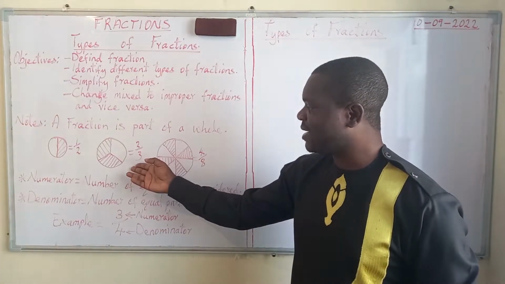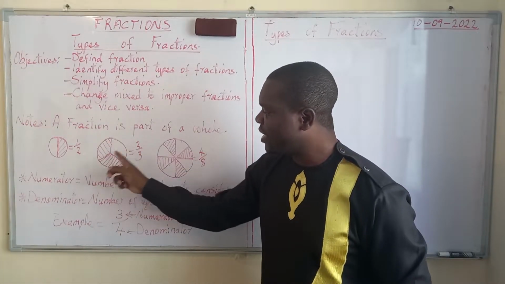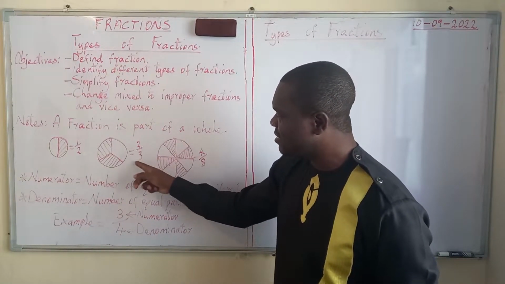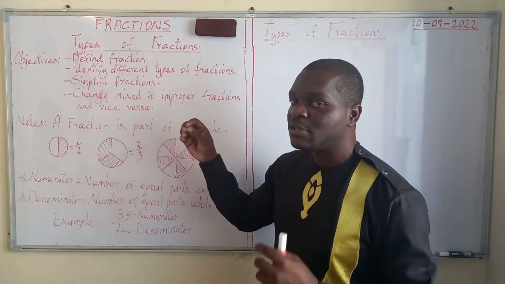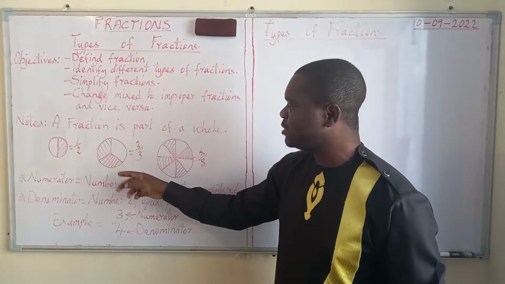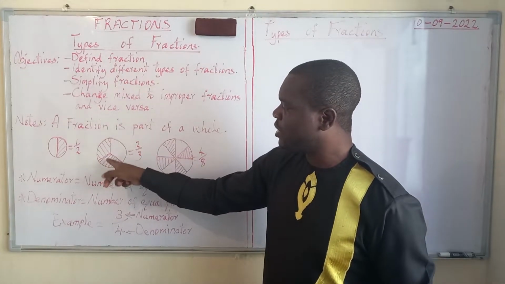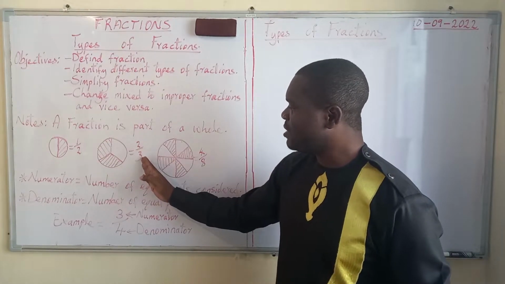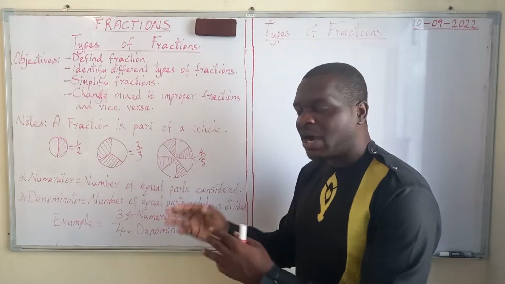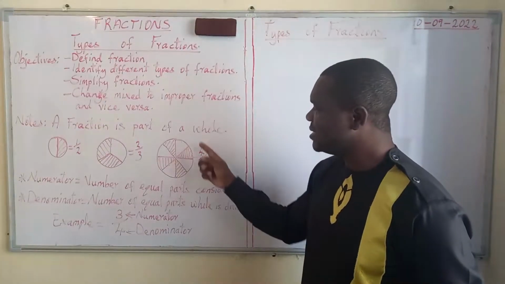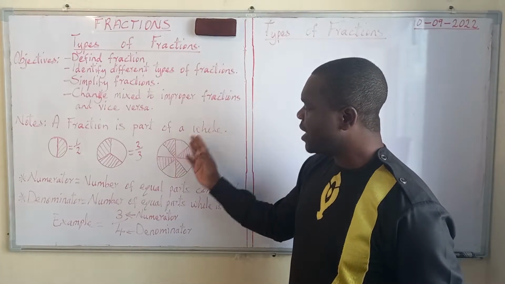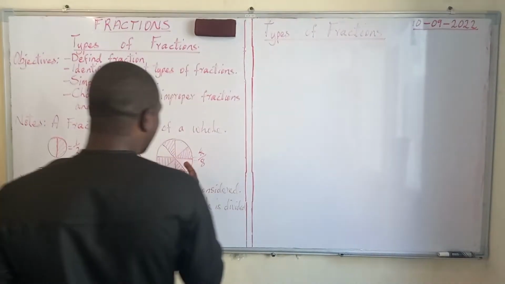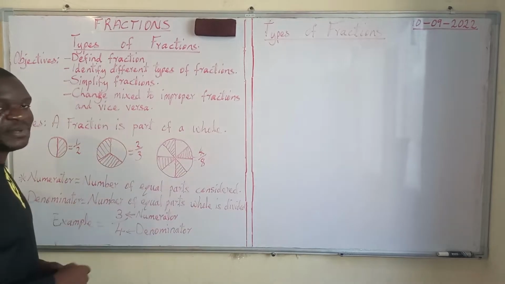Look at the second diagram. It is divided into 3 equal parts, and of course this is the meaning. This 3 below states the number of parts the whole is divided into, and 2 above shows the number of parts we have shaded. So 2 all over 3 means 2 parts considered out of 3 parts. The third circle is divided into 8 equal parts, and out of the 8 equal parts, 4 parts are shaded, or 4 parts have been considered.